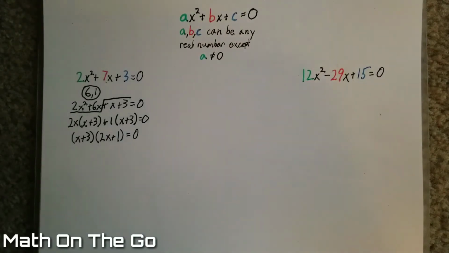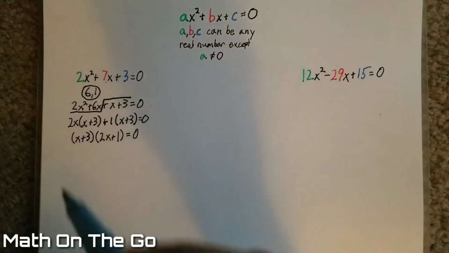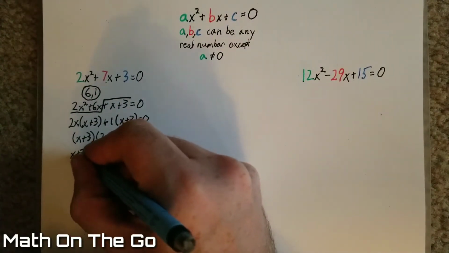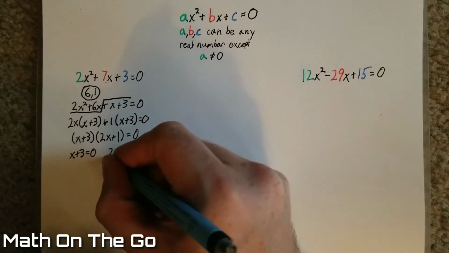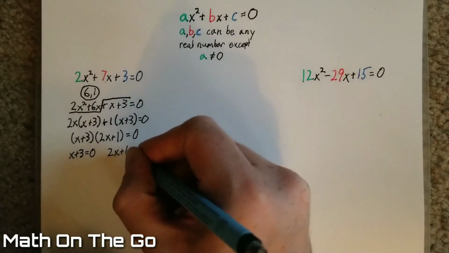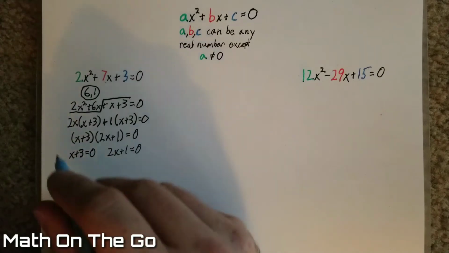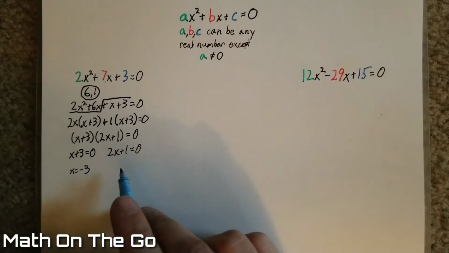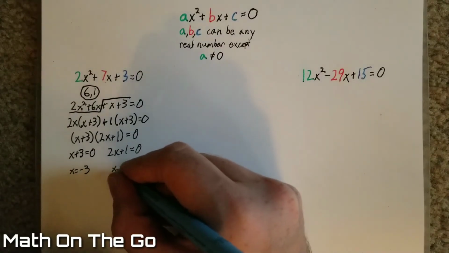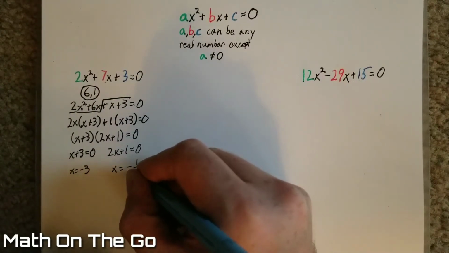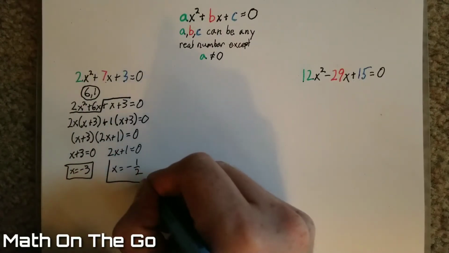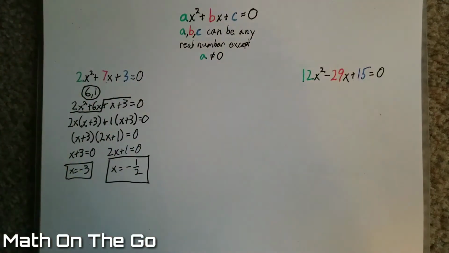And now, like previously, we're going to go ahead and solve this to find our x-intercepts, or our roots. x plus 3 equals 0, and 2x plus 1 equals 0. Our x plus 3 becomes x equals negative 3, and our 2x plus 1 becomes x equals negative 1/2. So that's our answer for our roots on this quadratic equation.